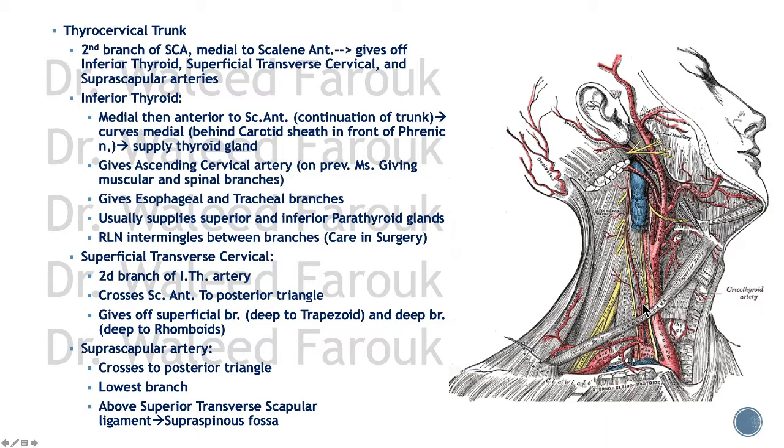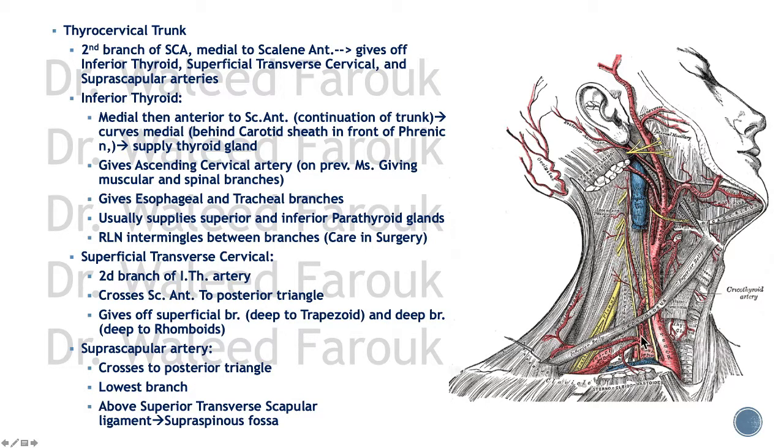The inferior thyroid artery is considered the continuation of the thyrocervical trunk. It goes upwards, then curves medially behind the carotid sheath with its contents. First, it was medial to scalene anterior, then became anterior to scalene anterior. Pay attention to these fine details, because this is how they play with you in multiple choice questions.